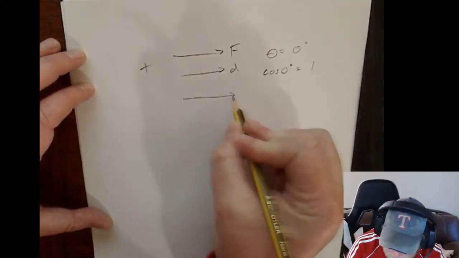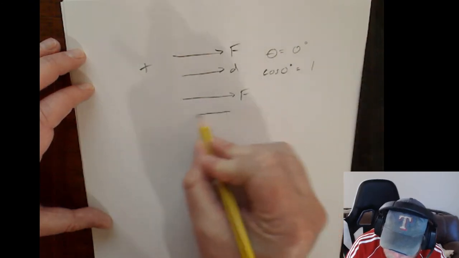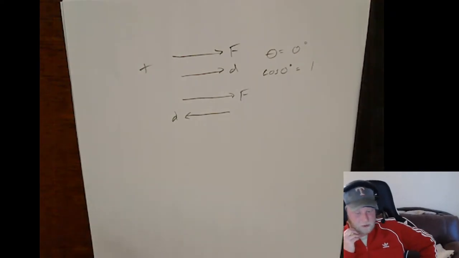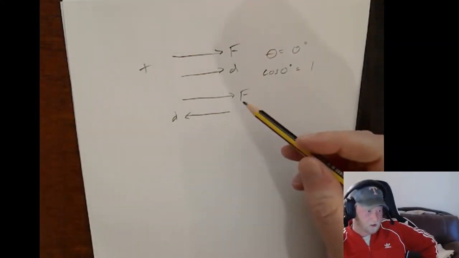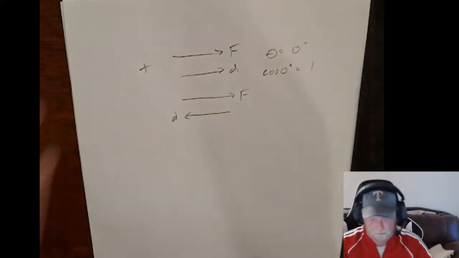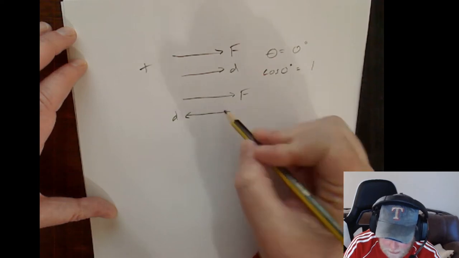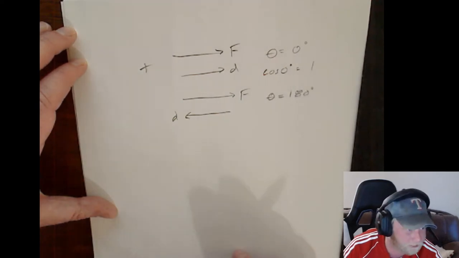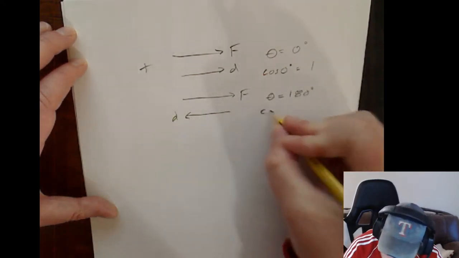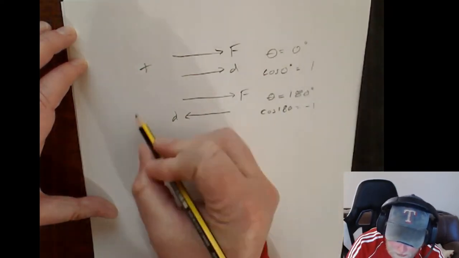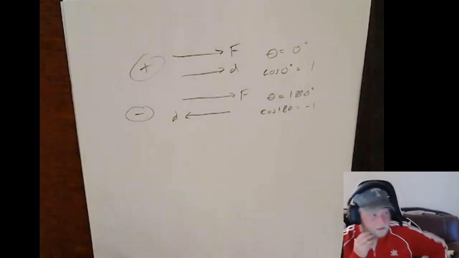So let's take a different example now. You've got a force acting to the right, and the displacement is to the left. Well, what kind of scenario could that be? It could be a car coming to a stop or a baseball player sliding into second base. So it's a force that is slowing the object down. Well, in this case, the angle of difference between these two vectors is 180 degrees. They're pointed opposite directions. Now, if we look at the cosine of 180, well, the cosine of 180 is negative 1. So in this case, you've got negative work being done.